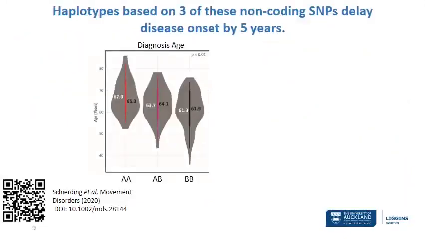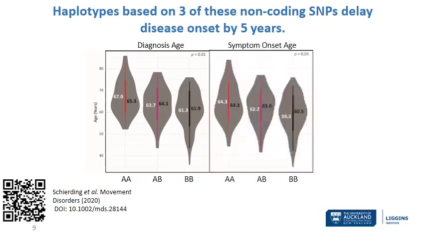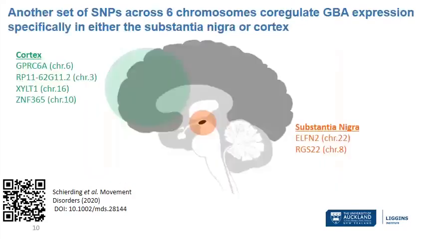Three of these non-coding SNPs form a haplotype, which is actually associated with a 6-year difference in diagnosis and a 5-year difference in symptom onset age for Parkinson's disease. And you see that clearly in these graphs. Now, the key thing about this is that the BB haplotype actually has a much, much earlier onset than the AA haplotype. And this is really very important because this indicates that these modifier genes are actually having a significant impact on Parkinson's disease. Not only that, but it's also dosage dependent.